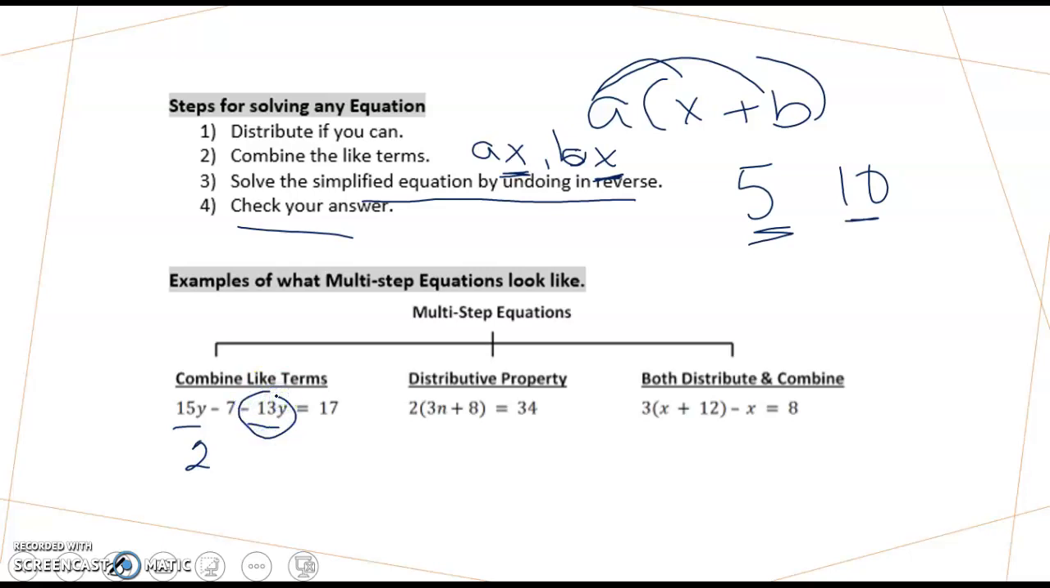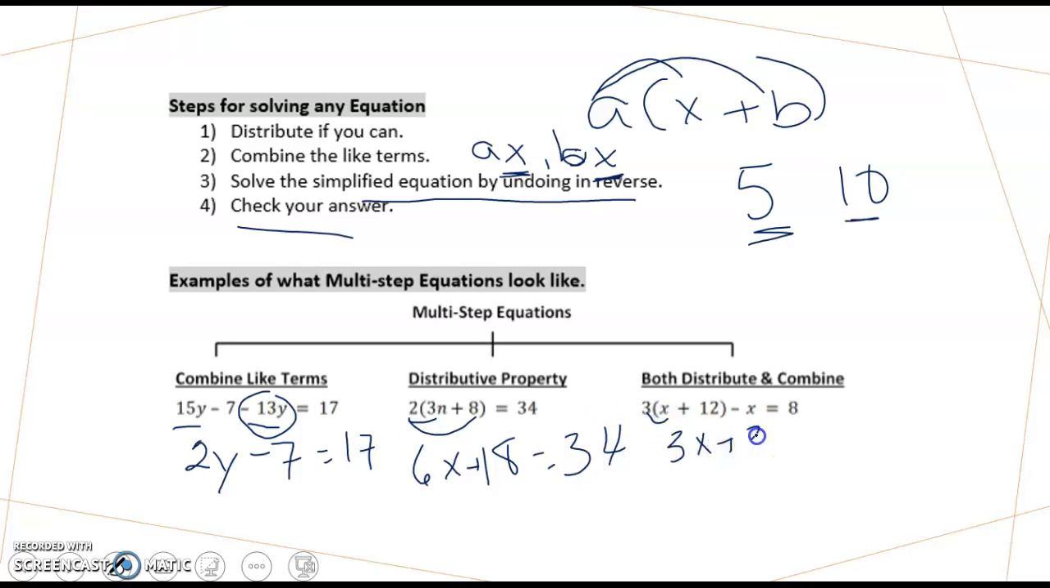The negative sticks to it. So 2y minus 7 equals 17. If you need to distribute, that means that 2 gets multiplied by both terms. So you would have 6n plus 18 equals 34. Or you might have to do both.